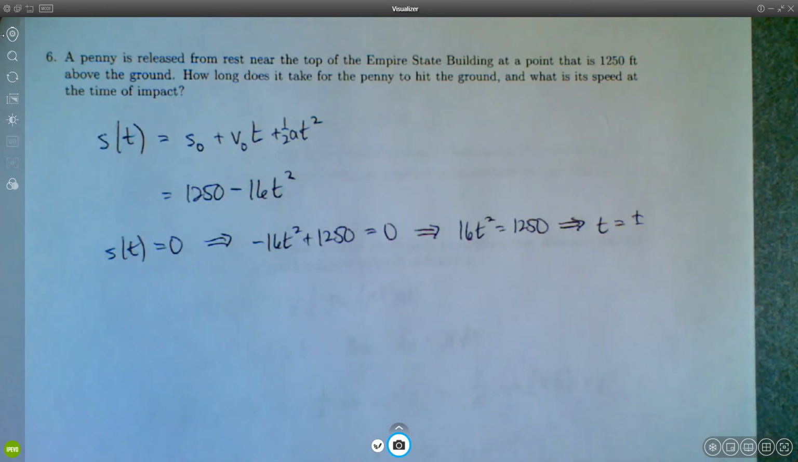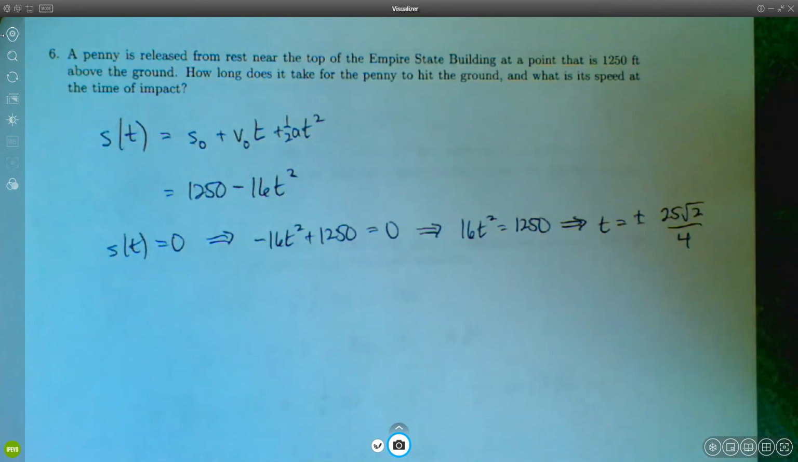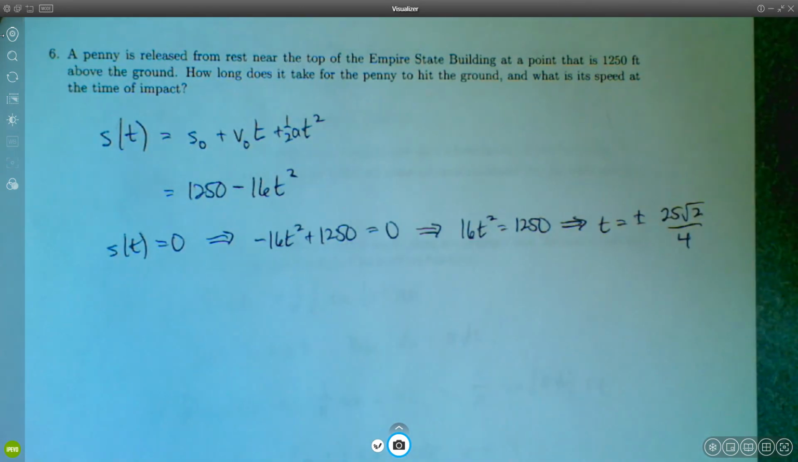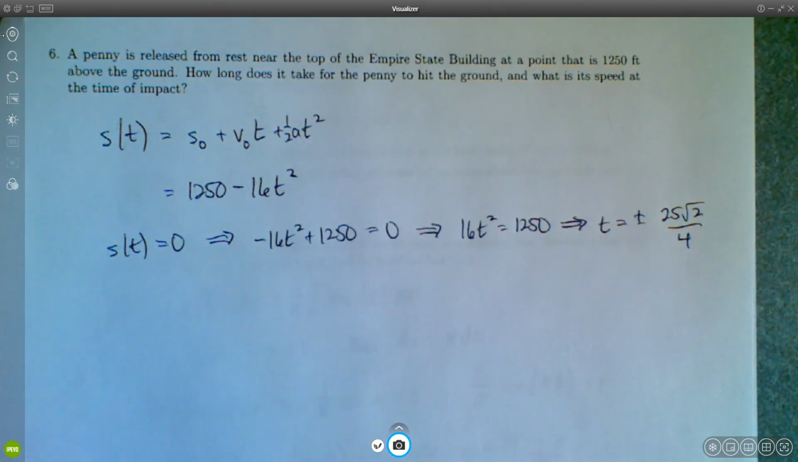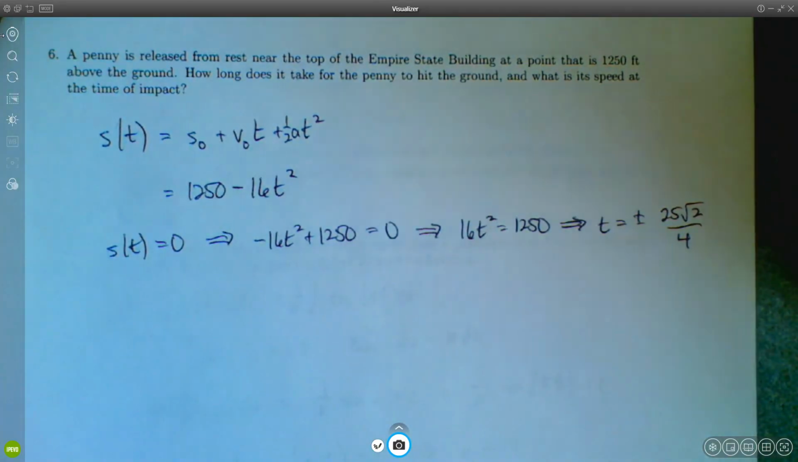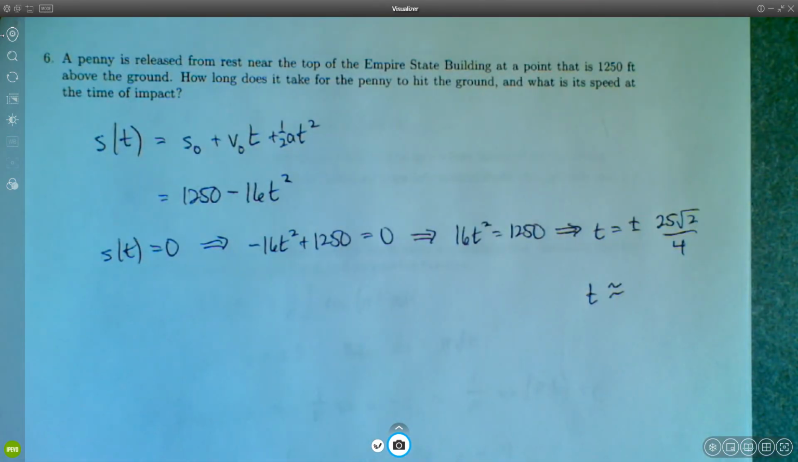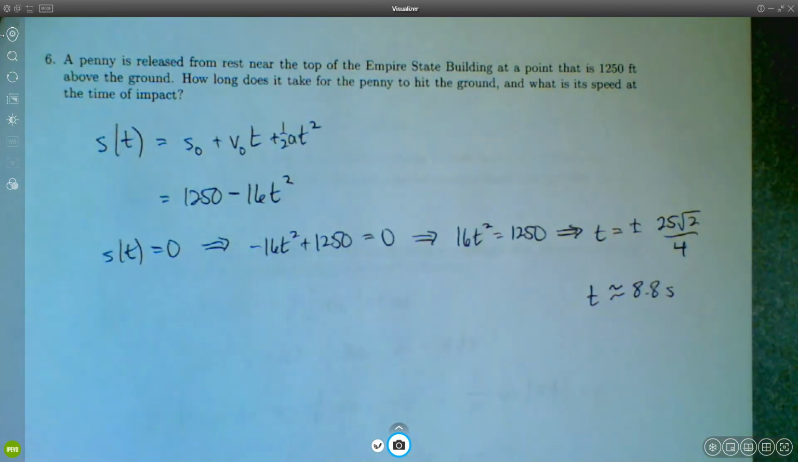Now my calculator will do the simplification pretty nicely. So I'm coming up with 25 root 2 over 4. Now obviously it doesn't make sense to say that it's on the ground at negative 25. That would be before the penny was even released. So we're going to take the positive version here. So it takes about 8.8 seconds for the penny to hit the ground.